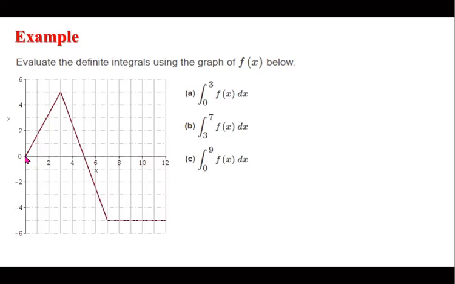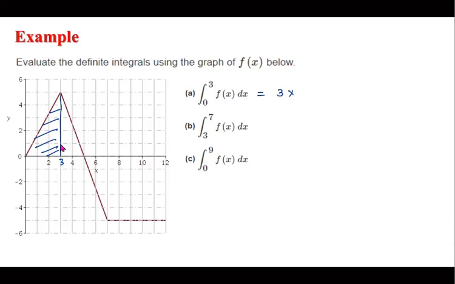So if I want to go from 0 up to 3, 0, 1, 2, 3, I want to go up to there. The value of the integral is equal to the area of this triangle. And you know that the area of triangle is base times height divided by 2. If you look at the length of the base, that is 3.